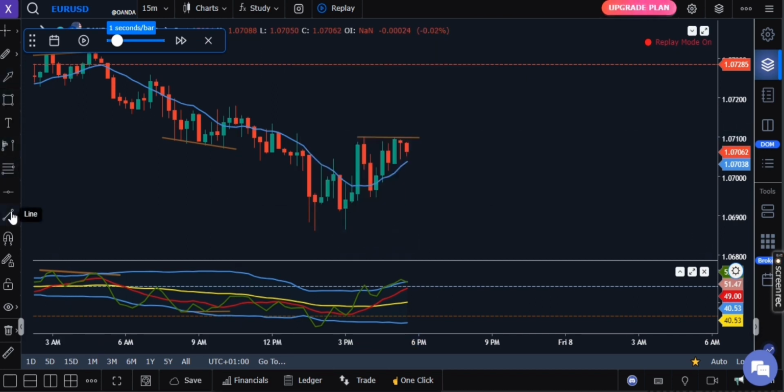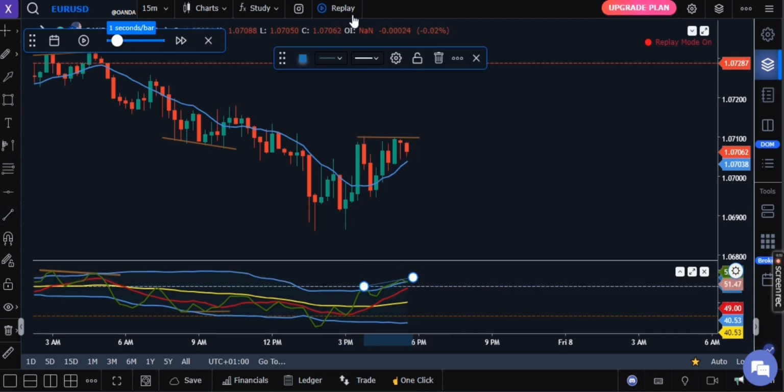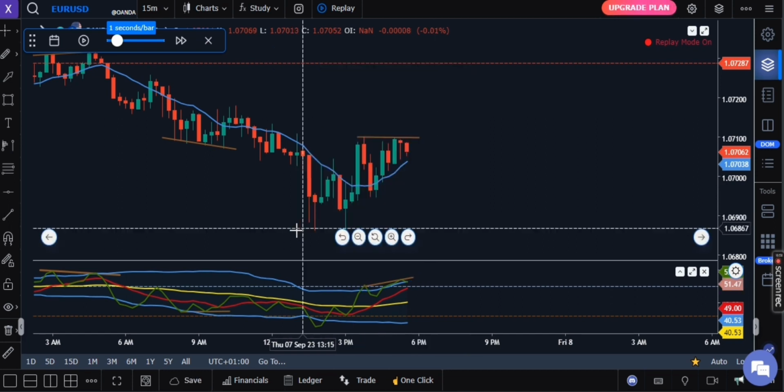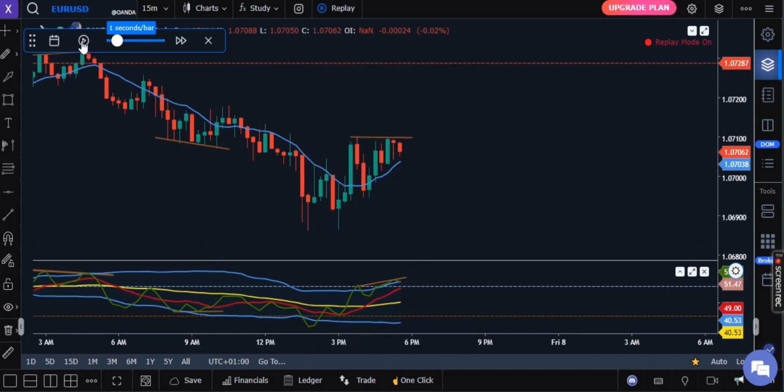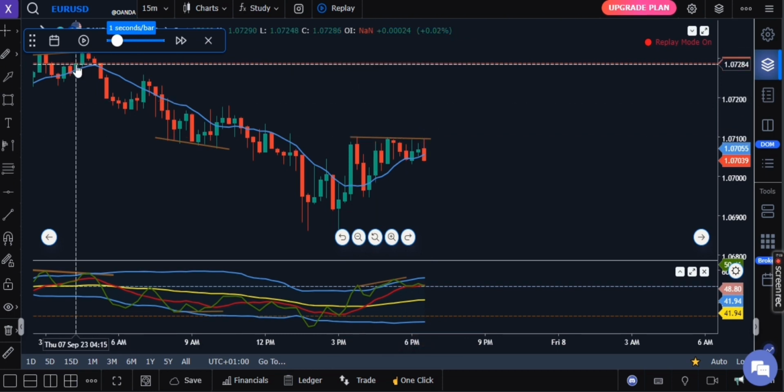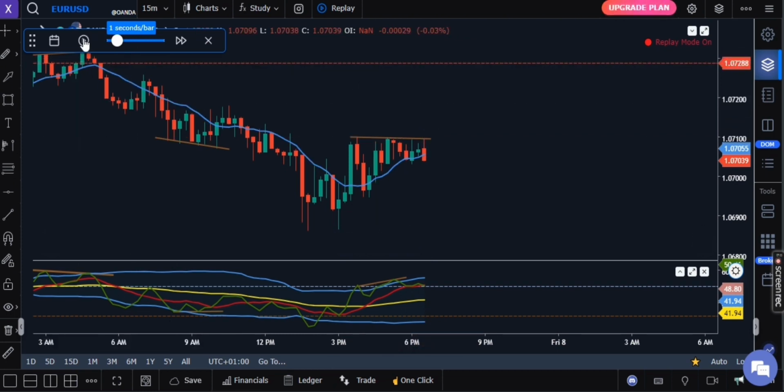So let's mark this one out. Always use your trend line. Always, guys, always use your trend line. So let's see how it played out. Okay, I think it respected the trend line, so it seems this is a divergence.